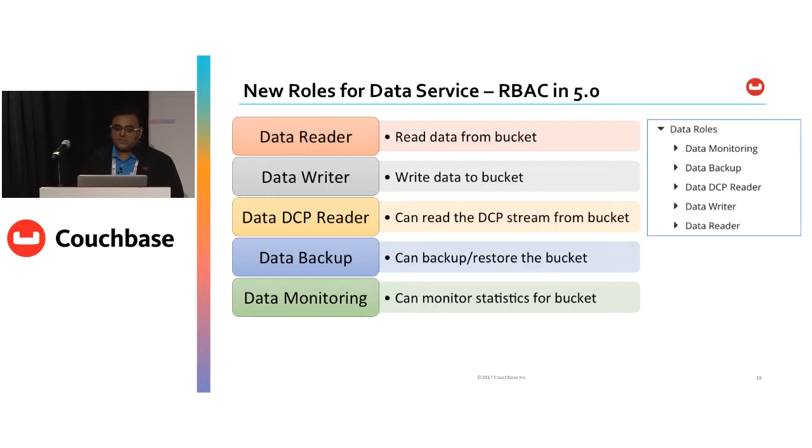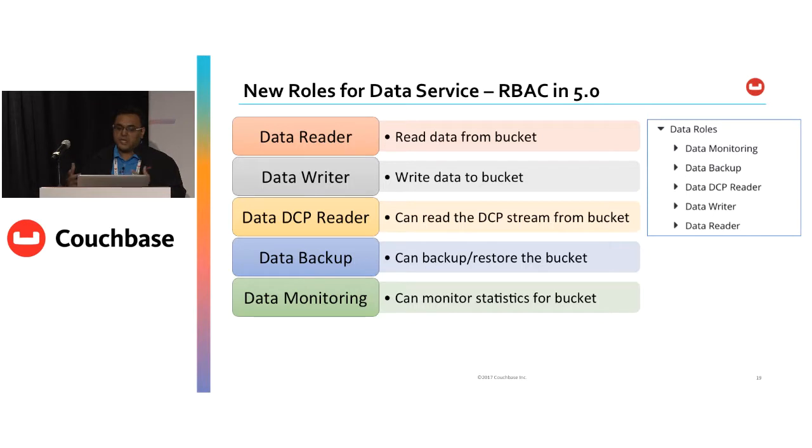One of the things we added here is a bunch of roles for the data service. So there are granular roles. For example, there is the data reader, which will allow you to only do reads from a bucket. There's a data writer that can enable you only to do writes on the bucket. There are a bunch of connectors, as we call them, which use the DCP protocol, or the data change protocol.